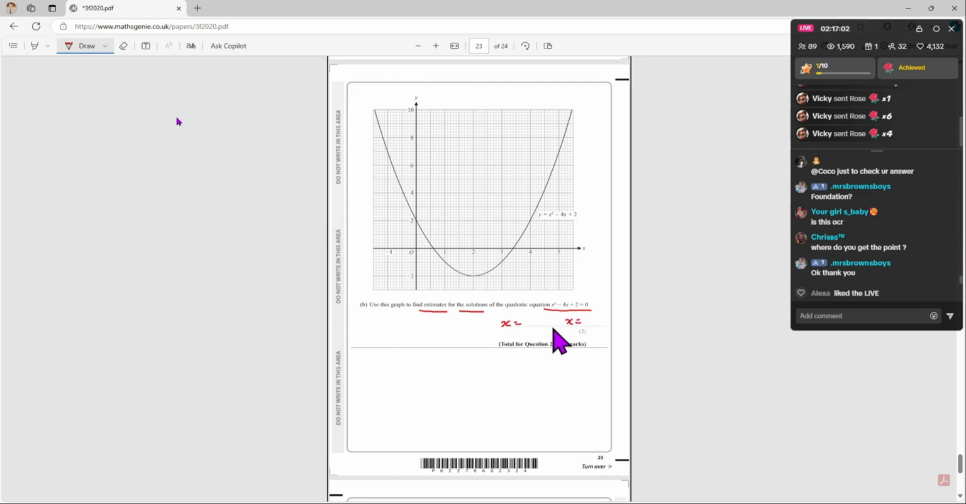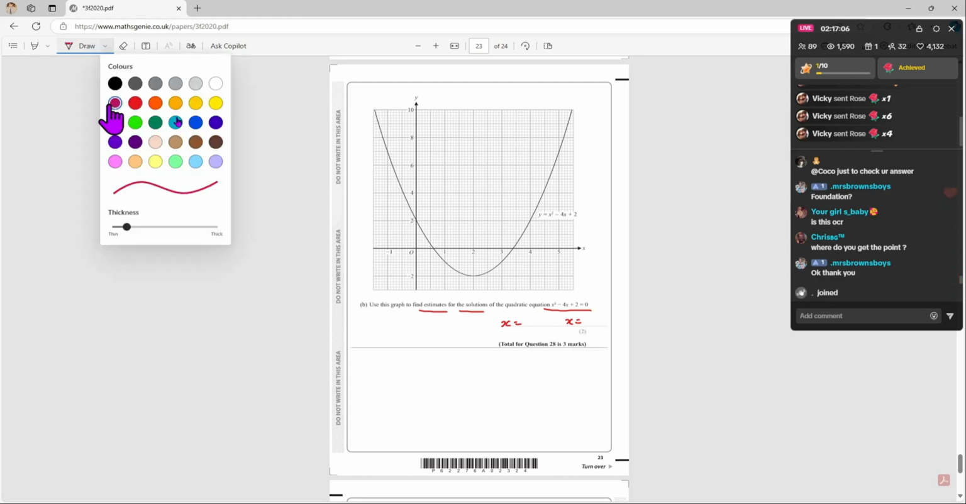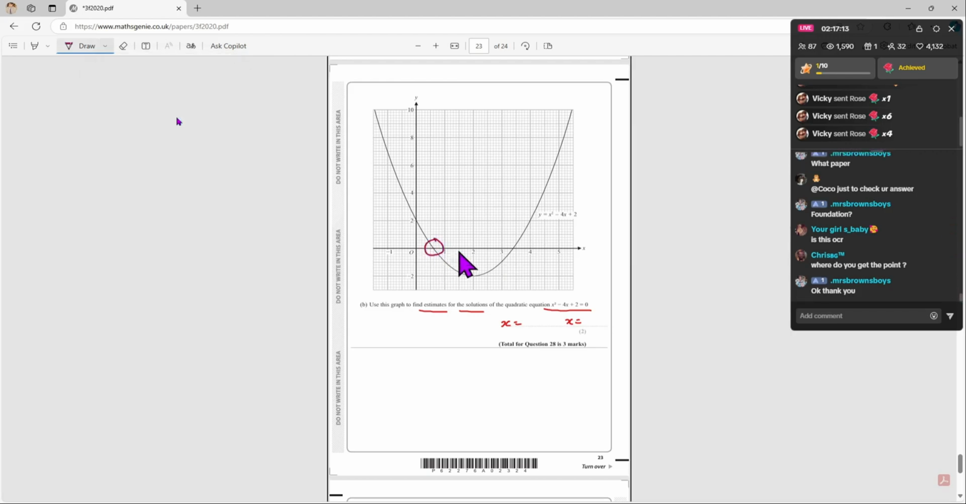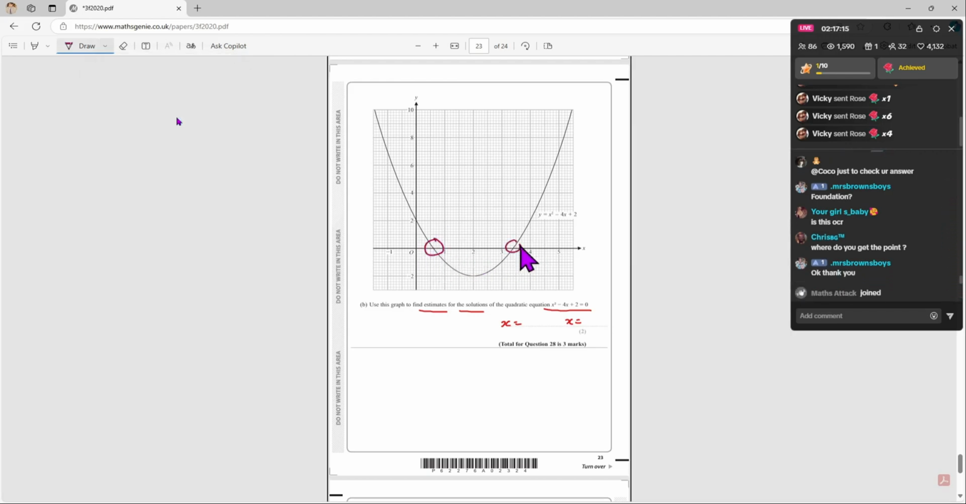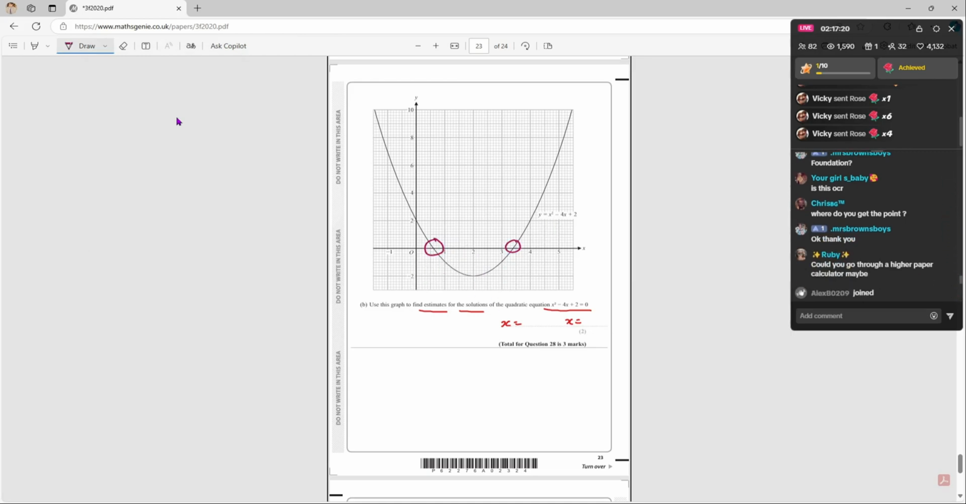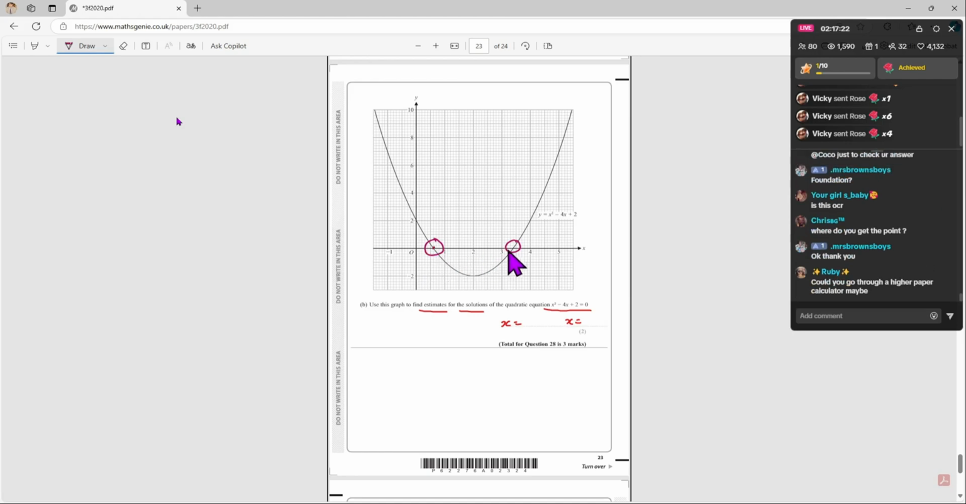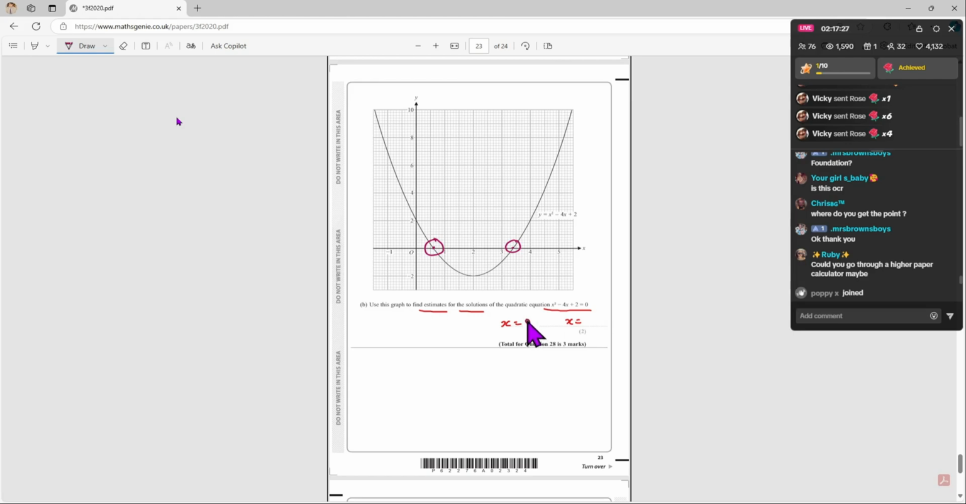To find the 2 values of x using this graph, we have to find the 2 points where this graph touches the x-axis. This graph touches the x-axis at this point and at this point. So we have to work out the x value. Over here, x is equal to 0.6, and over here, x is equal to 3.4. And that will be your answer. Fairly simple.